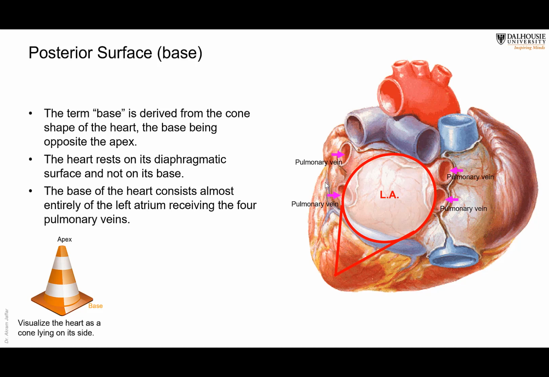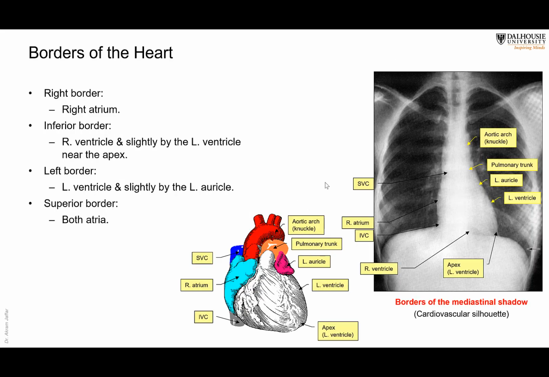The base is the posterior surface of the heart, and it is formed by the left atrium, as you can see here. This is how you see the heart, the cardiovascular silhouette. Here you can see that the right border of the heart is formed by the right atrium. Inferiorly, there is the right ventricle, and the apex of the heart, always the apex, is the left ventricle.